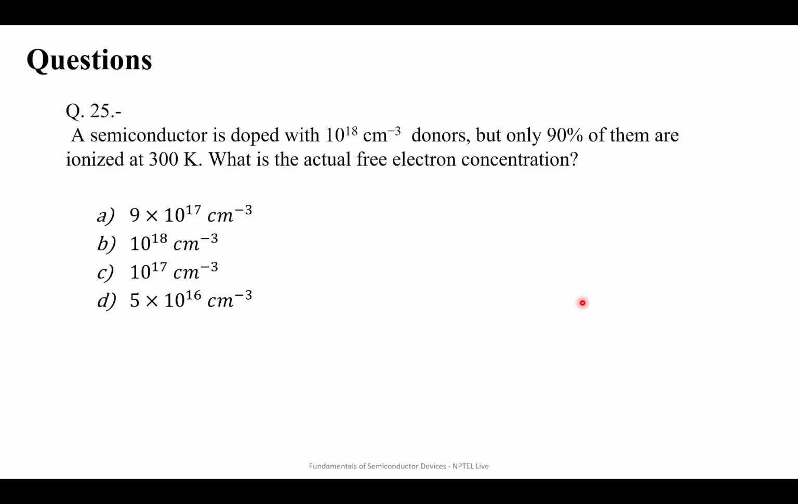So till now we were assuming that my free electron concentration is equal to my donor concentration, but there is something called incomplete ionization, where not all the donors will get ionized at my particular temperature. So here we are assuming that only 90% are ionized. So what will be my free electron concentration?